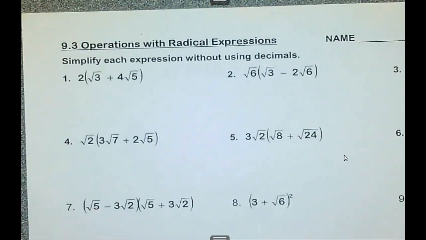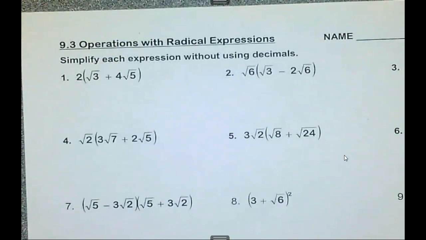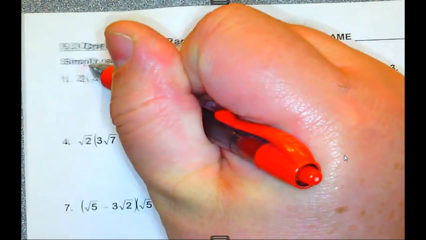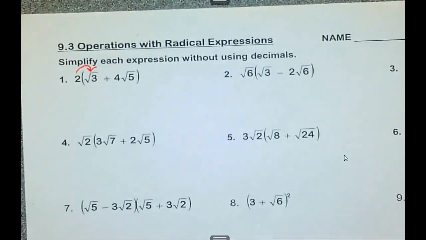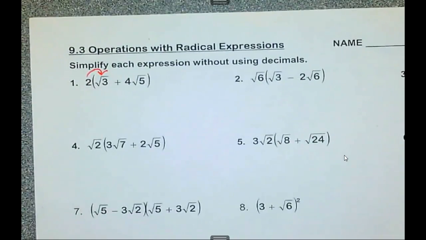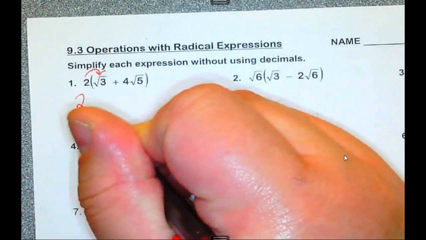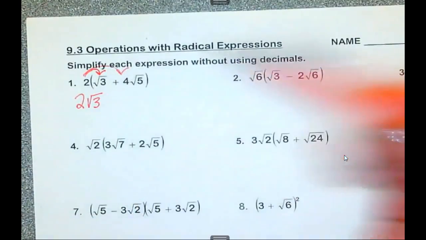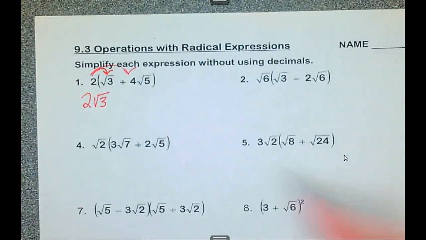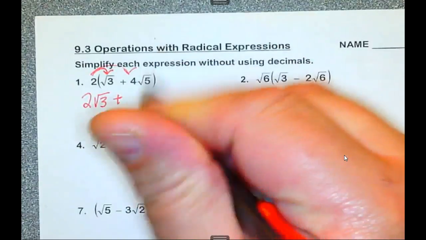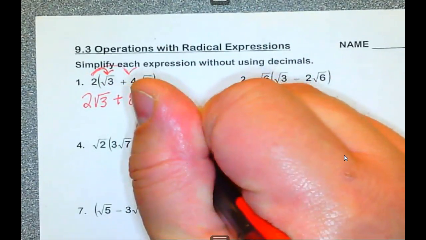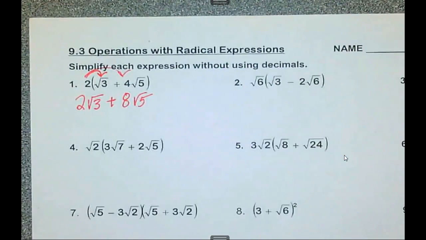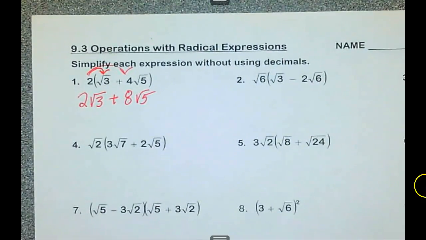If I have a number in front of parentheses, what do I do? That's right, distribute. So 2 times radical 3, because the 2 is not underneath a radical, you have to put it as 2 times radical 3. Distribute the 2 to the other term, plus 2 times 4 is 8 radical 5. Can I combine those? Of course not, because they are different terms.